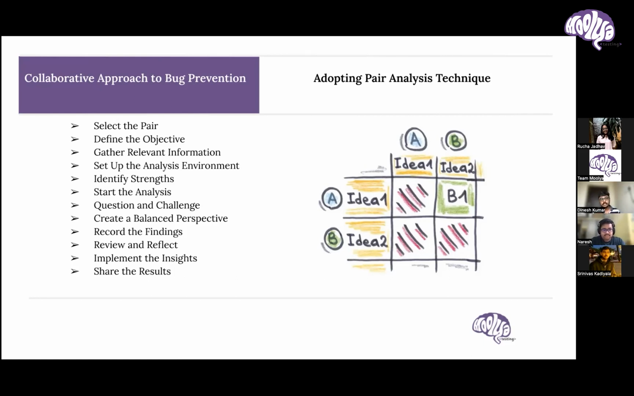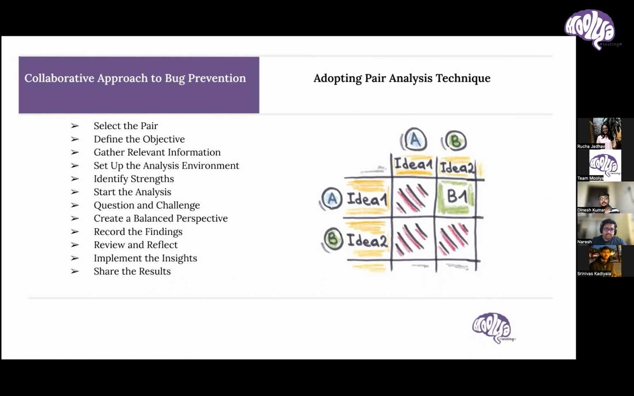Again, this is mostly at the story level, since we are talking about agile methodology. So define the objective, which story you are going to test, and pick the appropriate person for your pair analysis technique, and gather relevant information. This may involve conducting research, gathering data, and collecting input from various sources, and set up the analysis environment. This can be a physical meetup space or a virtual collaboration platform to allow for easy sharing of information, and identify the strengths.